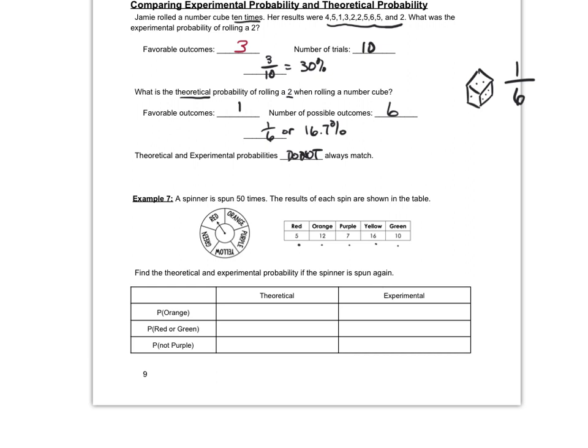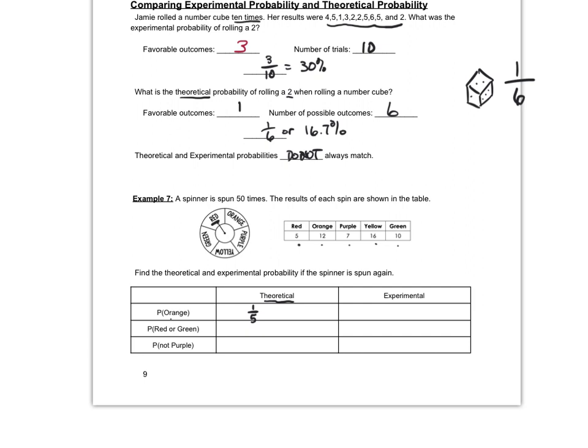Okay, so the theoretical probability of spinning and getting an orange. Well, orange is on the wheel 1 time, so my favorable outcome is 1 over my possible outcomes, which would be 5, because there's 5 different colors on the wheel. That would be my theoretical probability.